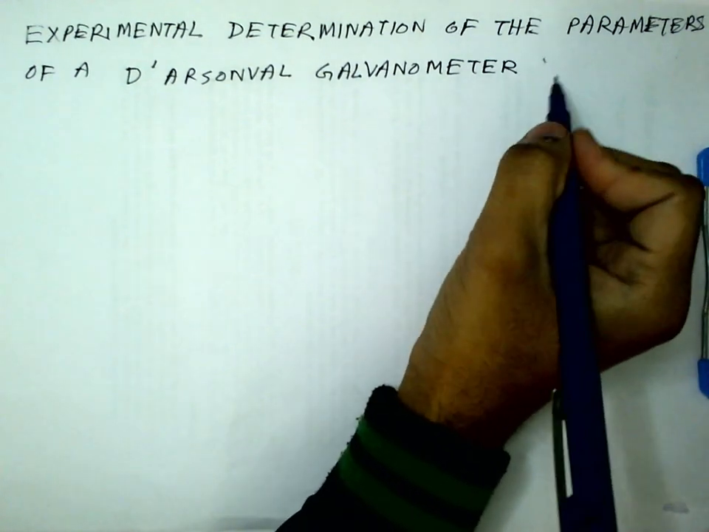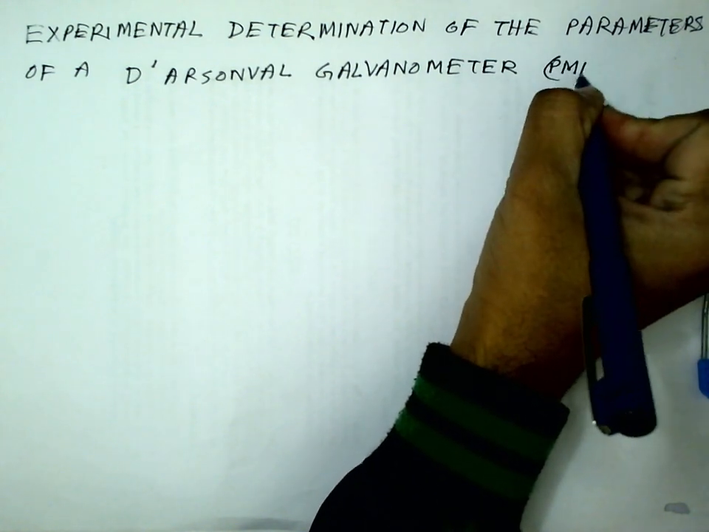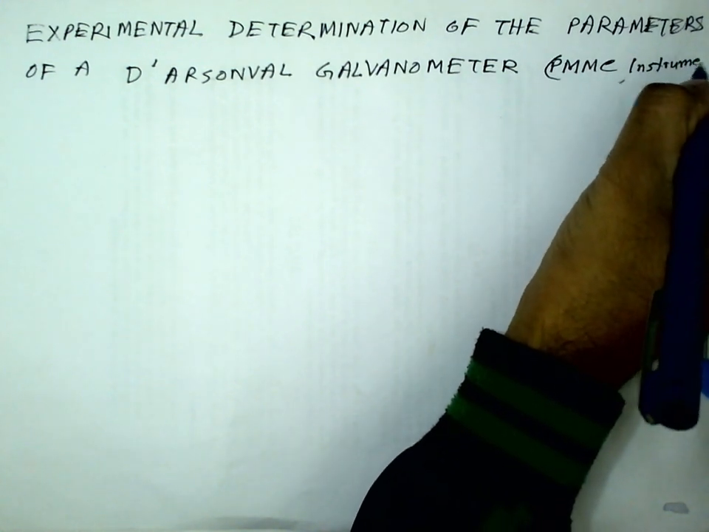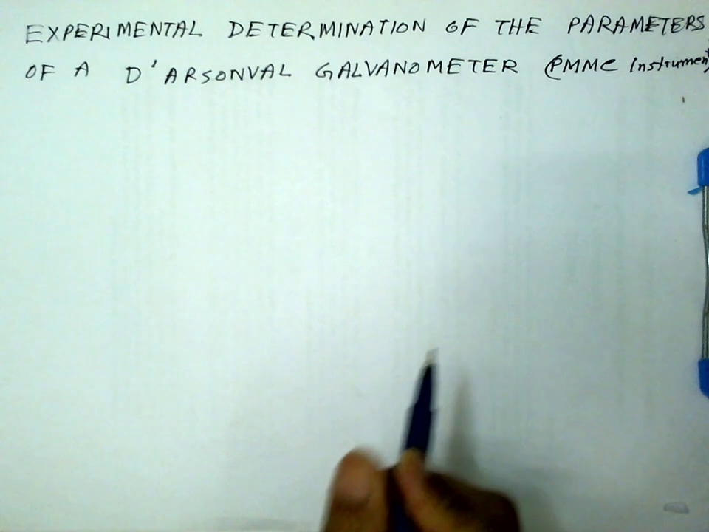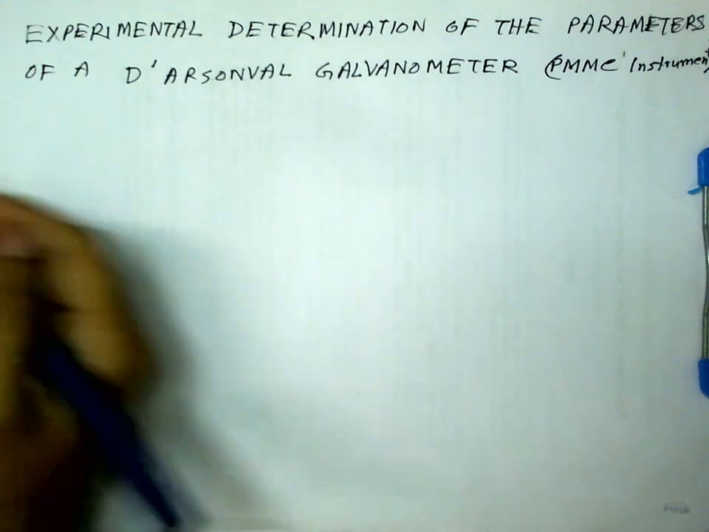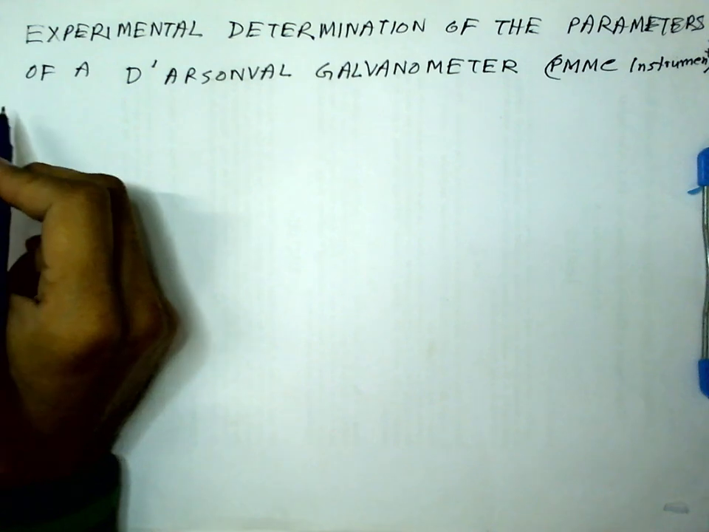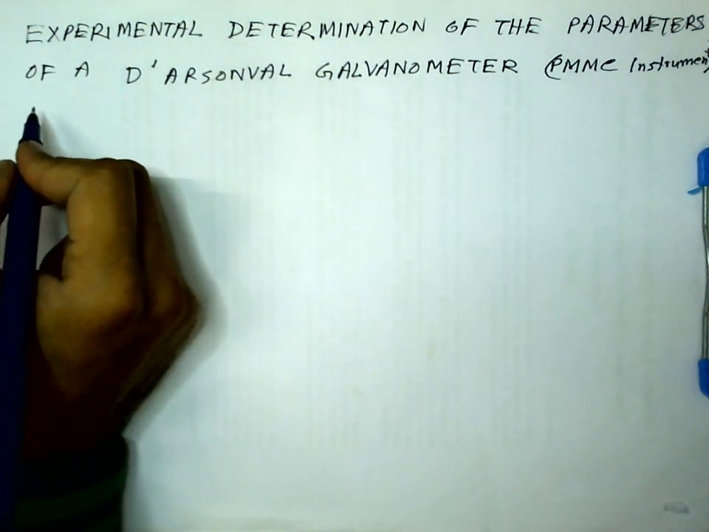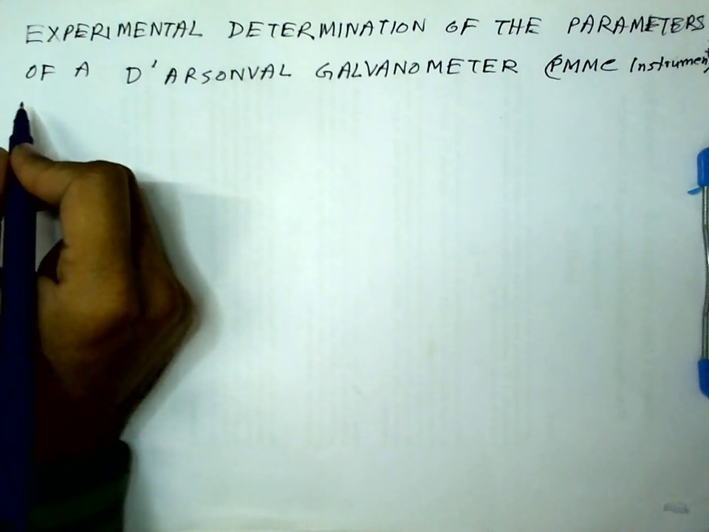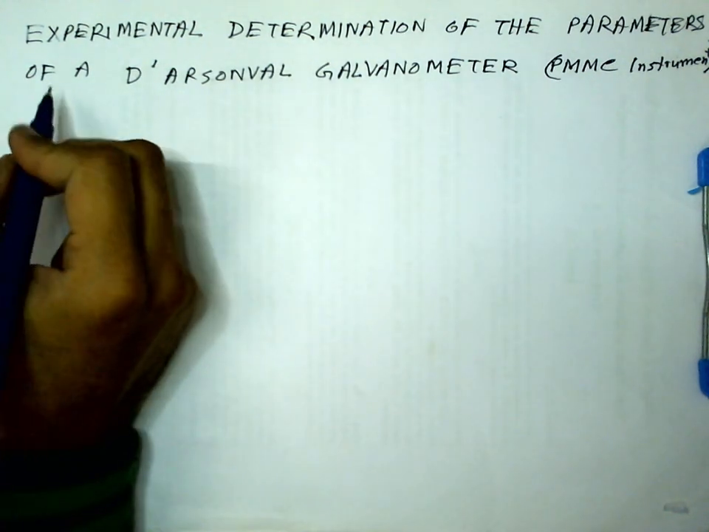Okay, what is a galvanometer? This is basically just a PMMC instrument. It is just a PMMC instrument. It is called D'Arsonval galvanometer to honor this famous scientist. Before we start the experimental process, let us talk a bit about the theory relevant to the dynamics of the galvanometer.